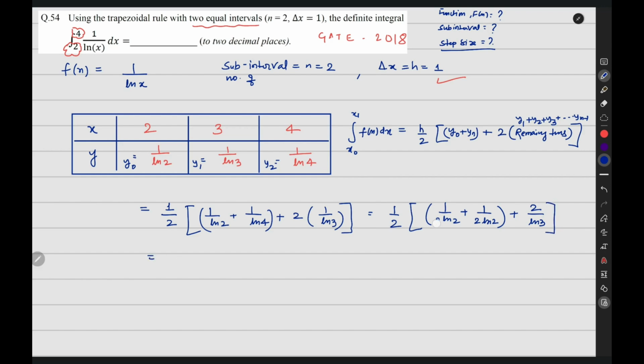Now taking the LCM and solving, we will get 3 by 4 ln 2 plus 1 by ln 3. After substituting the values of ln 2 and ln 3, we are going to get the final answer as 1.9923. So up to 2 decimal places for this question, 1.99 is the correct answer. Moving to the next question.